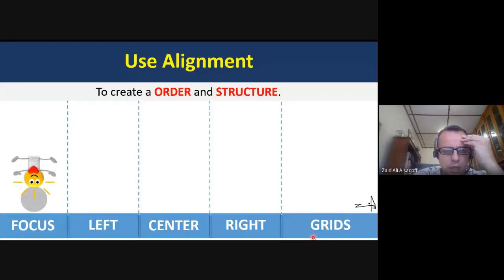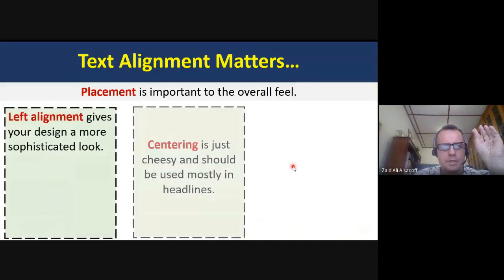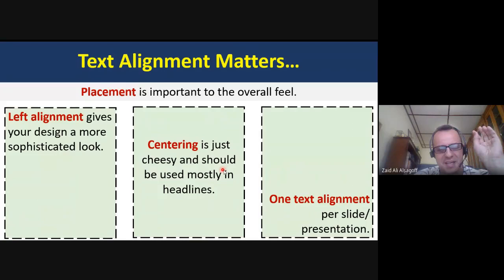So here is an example. Left alignment gives your design a more sophisticated look. Centering is just cheesy and should be used mostly for headlines. I didn't come up with this; I adapted it from here. Alignment is a personal choice, so usually left alignment or justified is mostly used in presentations.